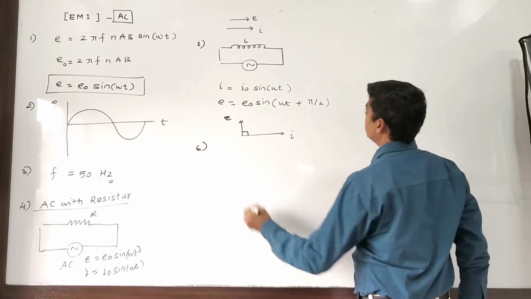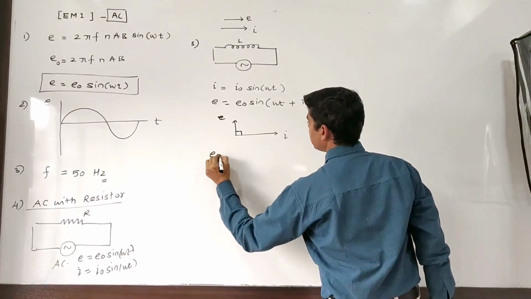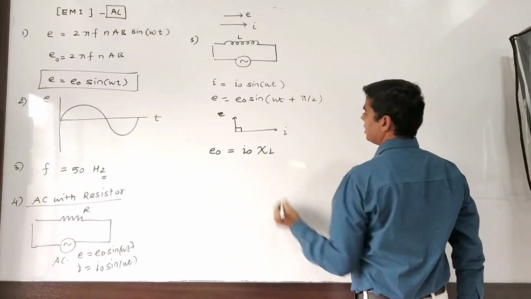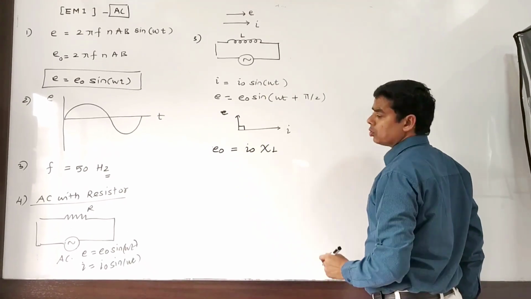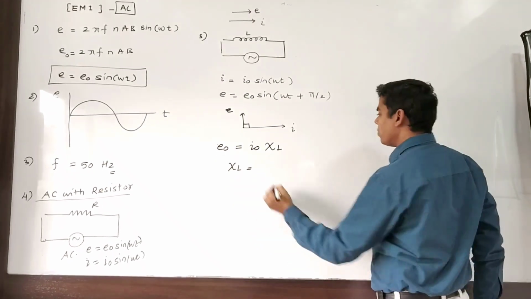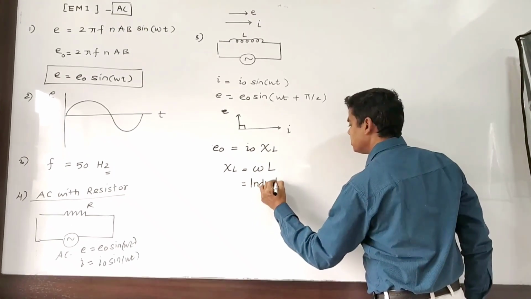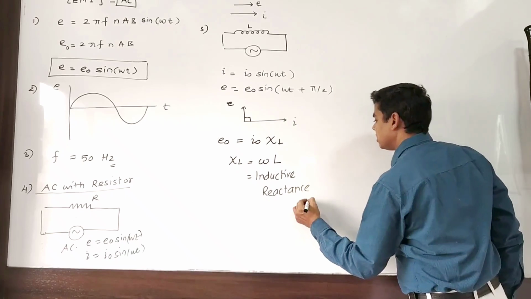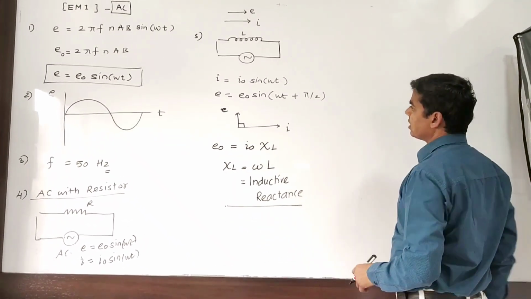Next, again, if we consider an inductive circuit, then E0, that is the peak value of EMF, is equal to the peak value of current into XL. This XL is the opposition offered by the inductive circuit to the flow of current, and it is represented by omega L. It is called inductive reactance. This opposition offered by the inductor coil to the flow of current in the circuit is called inductive reactance.